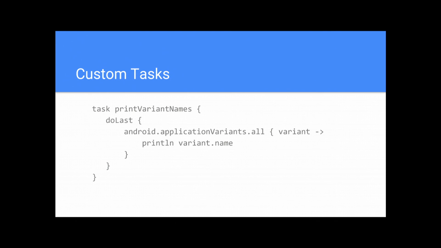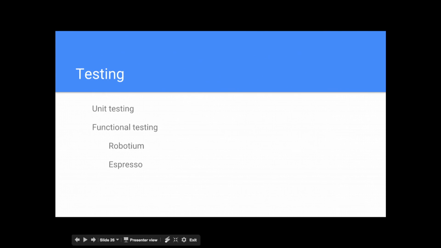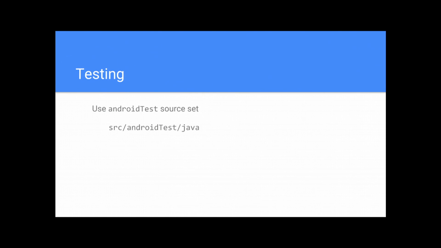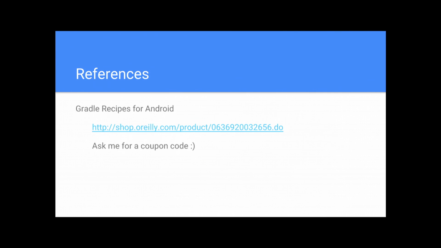And here I put in a custom task just as an example of doing a copy task to copy all of the APKs, not the unsigned or the aligned ones, into a particular folder. Again, just using Gradle's built-in copy task to do that, as opposed to this, which used the Android application variant tree in order to print all the variant names. And then I showed stuff about the unit testing and the functional testing as well, running on all simultaneous devices. The tests go under the androidTest Java area, and you could run connectedCheck to run them all, and there's just some references at the end.